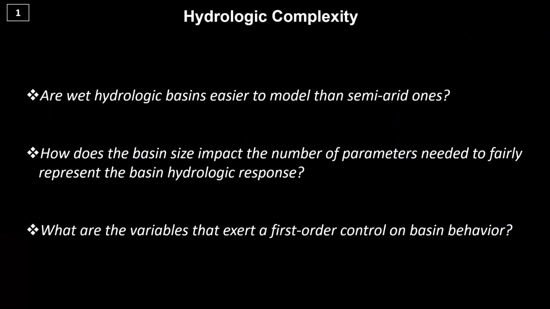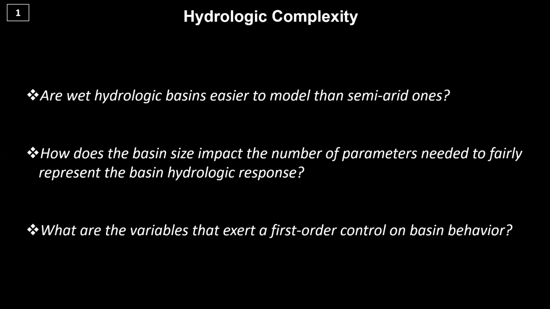So let me start first by posing a few motivating questions. Are wet hydrologic basins easier to model than semi-arid ones? How does the basin size impact the number of parameters needed to represent the hydrologic response of a basin? And what are the variables that exert the first order control on basin behavior?